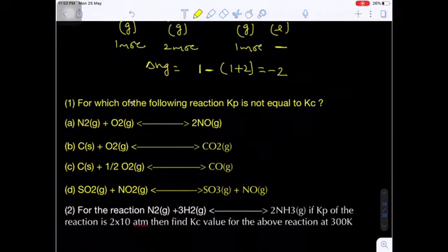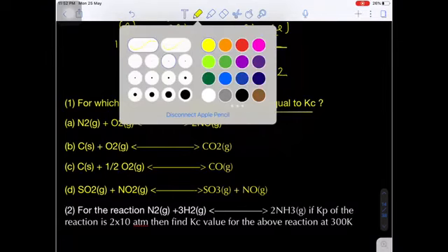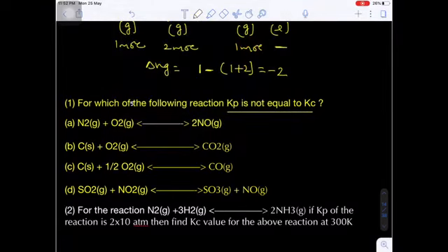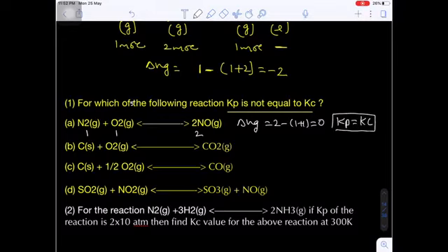Now come to some numericals we have. In which of the following reactions is Kp not equal to Kc? This is very important. First of all, calculate the delta Ng. In the first case, what is the delta Ng here? 1 mole of gas, 2 moles. If the delta Ng value is 0, obviously Kc is equal to Kp. You may have one doubt, sir, is this case 1, case 2 or case 3? Whenever the temperature is not mentioned, we have to consider case 1 only. Are you getting my point?